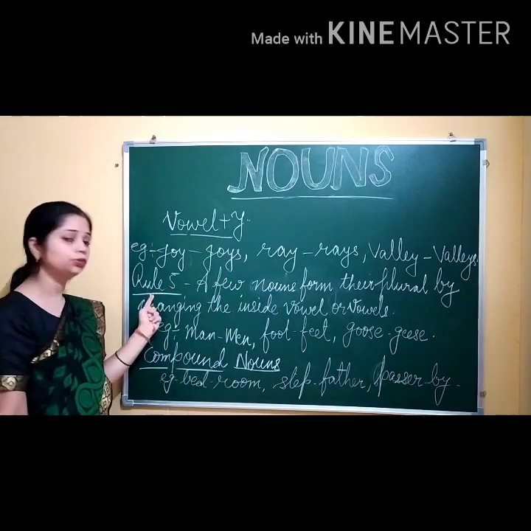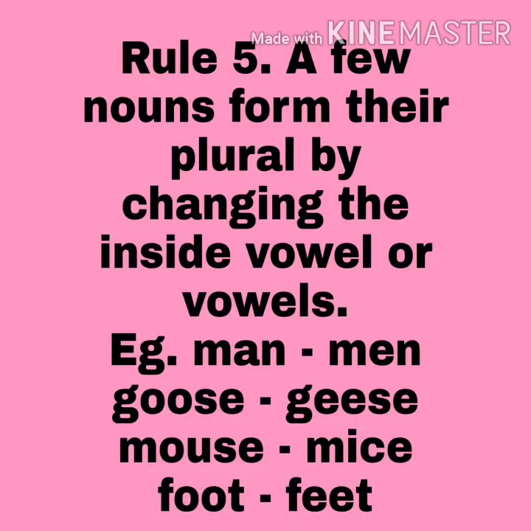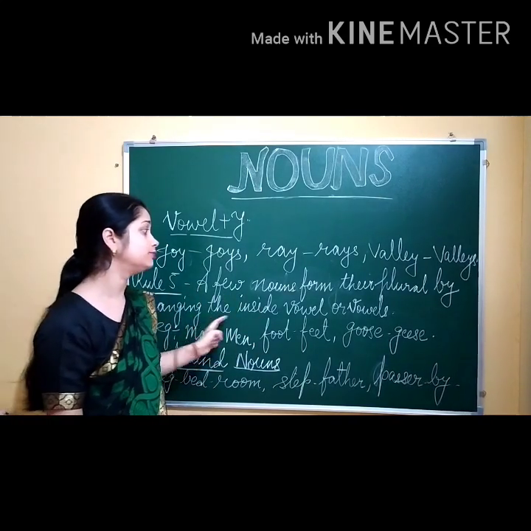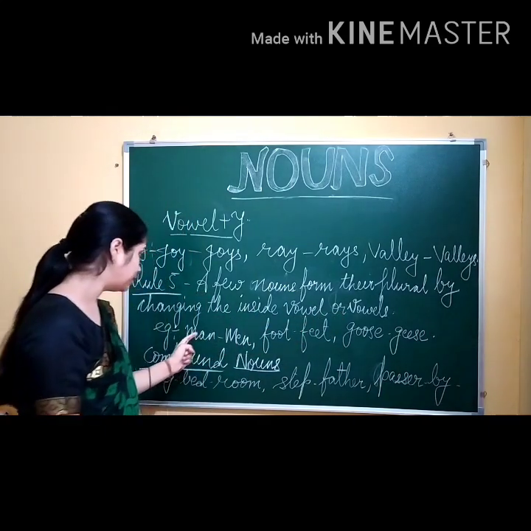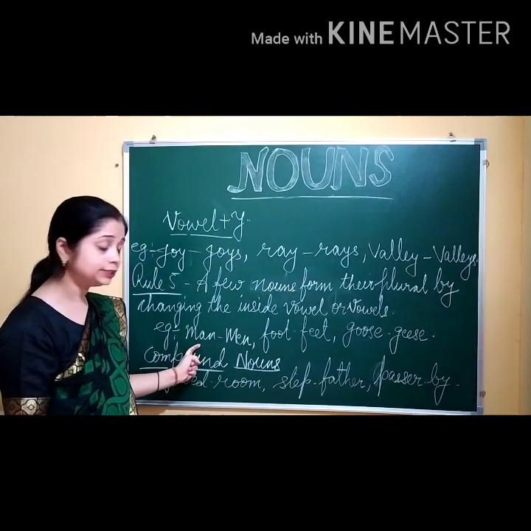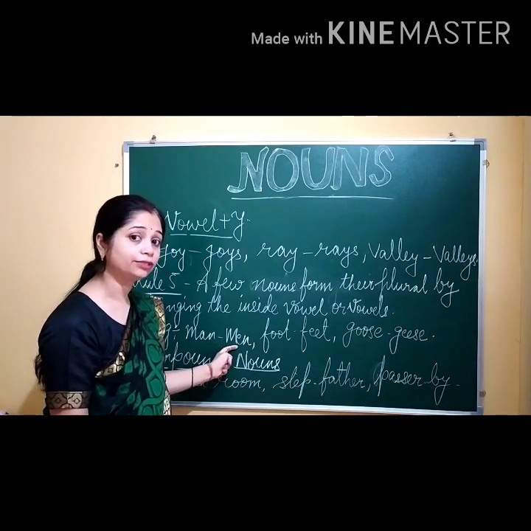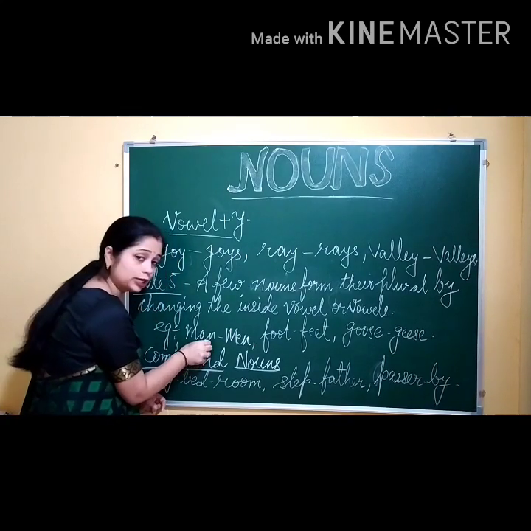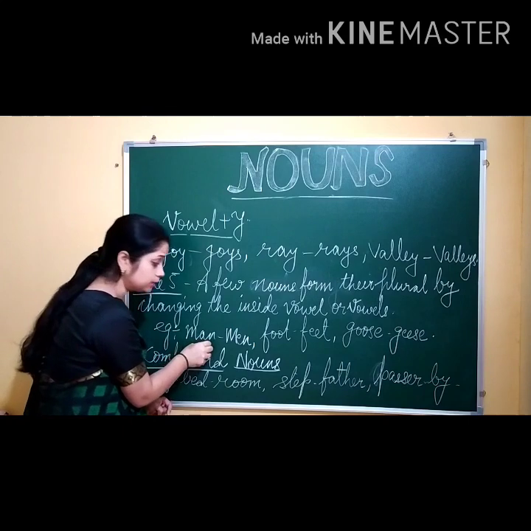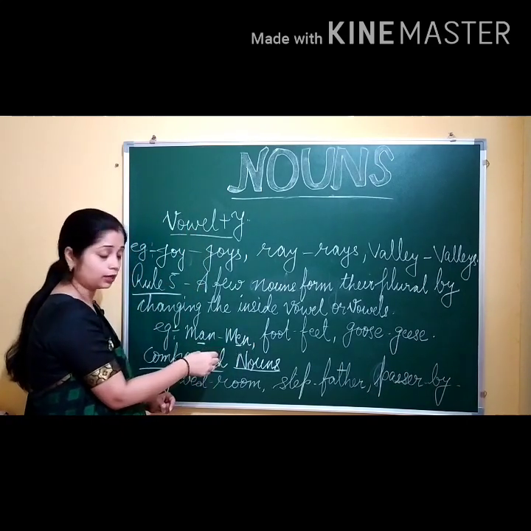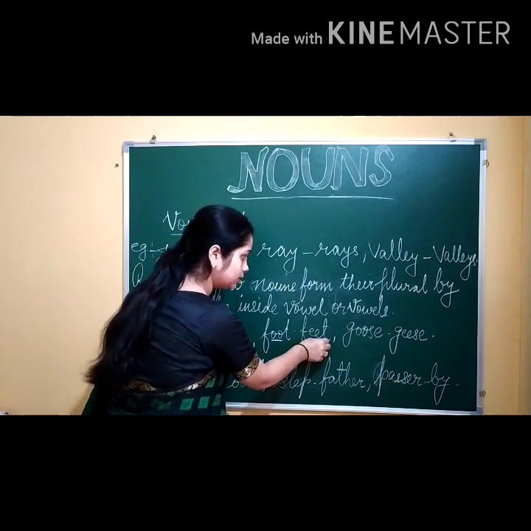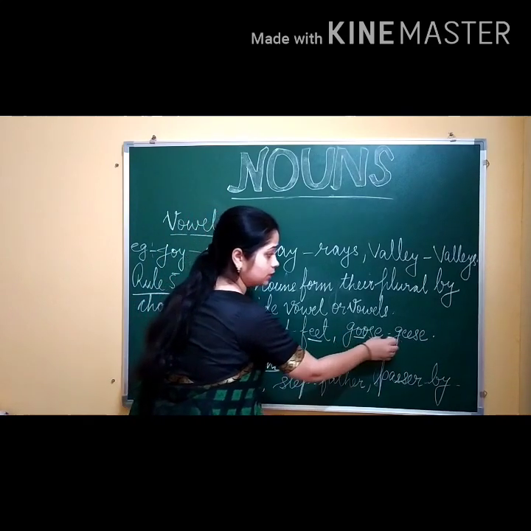Now, let's take up rule 5 that says a few nouns form their plural by changing the inside vowel or vowels. For example, man. Man changes to men. What have we done? We have changed the A sound. A is a vowel sound and we have changed it into E sound. Men. Foot. Foot has been changed to feet. Goose changes to geese.